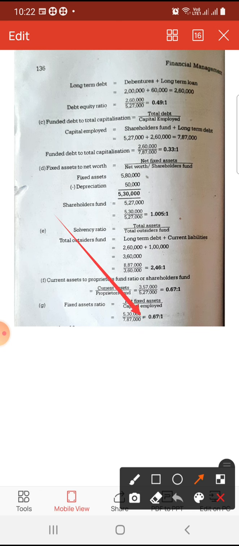Okay, so from next class onwards I will be explaining you the balance sheet, how to prepare the balance sheet under ratio analysis. Okay, so if you have any doubts relating to this, you can clarify.